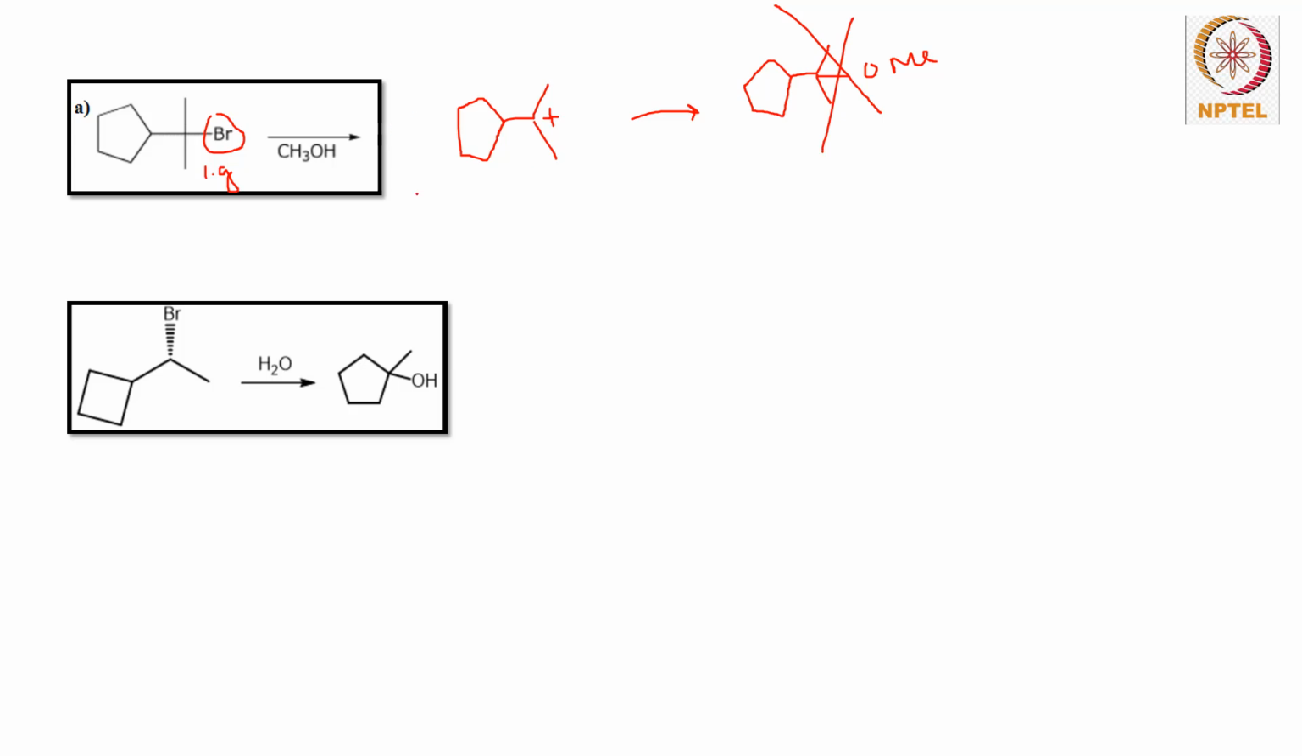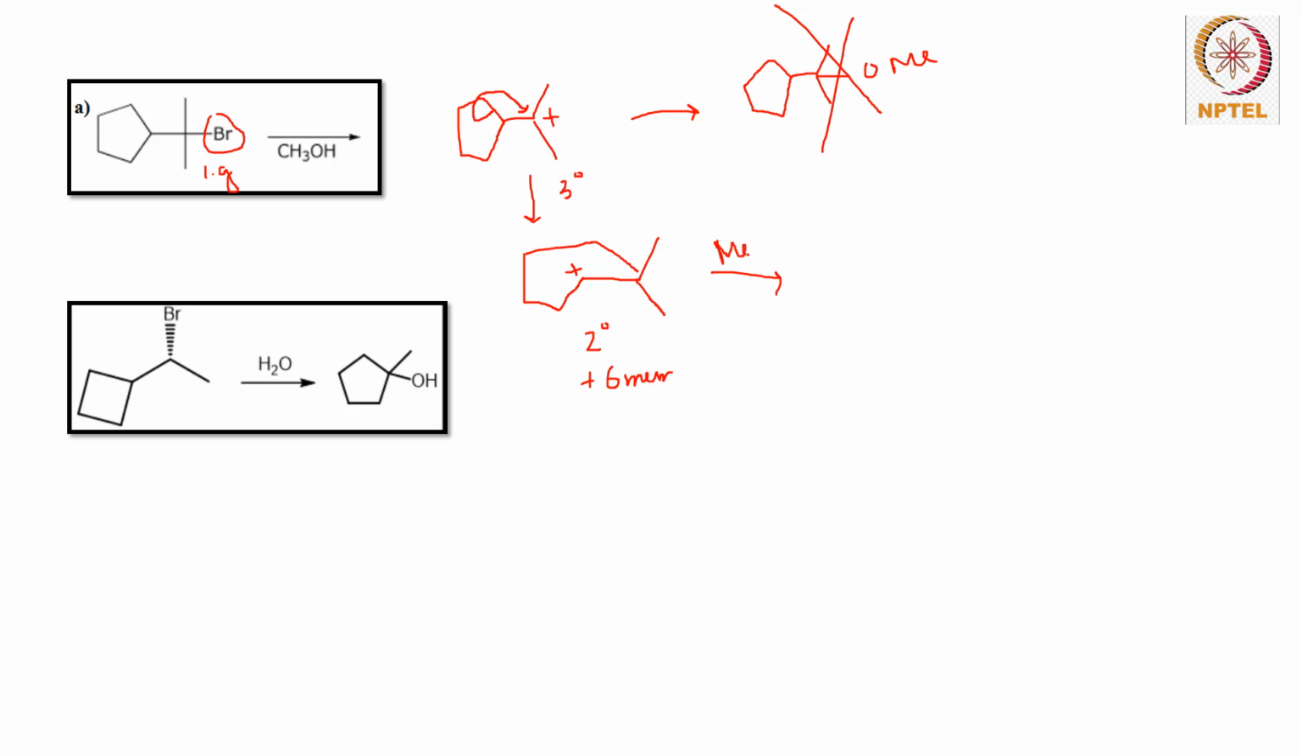So what will happen in this case? As this is 3 degree, but there is a chance of ring shifting. So this ring will shift here. Now this was 3 degree. This is 2 degree plus 6 member, and we know 6 member rings are more stable. After that, there is a possibility of methyl shift.